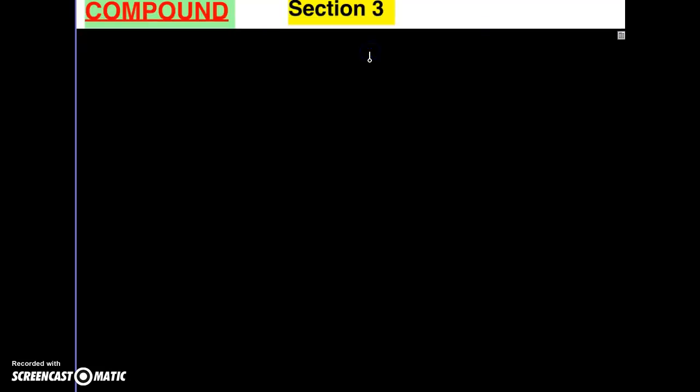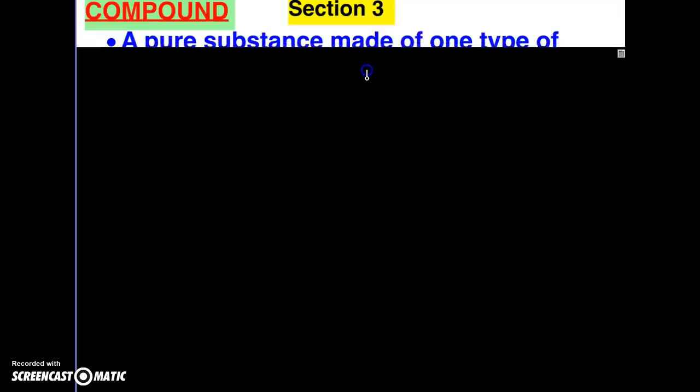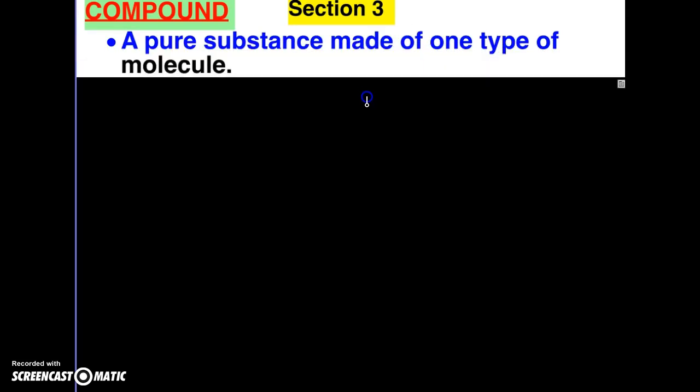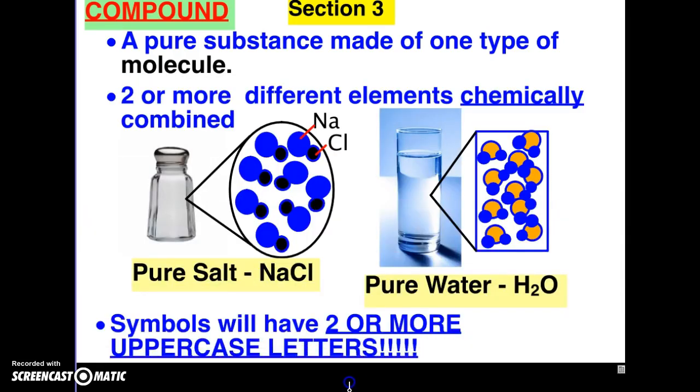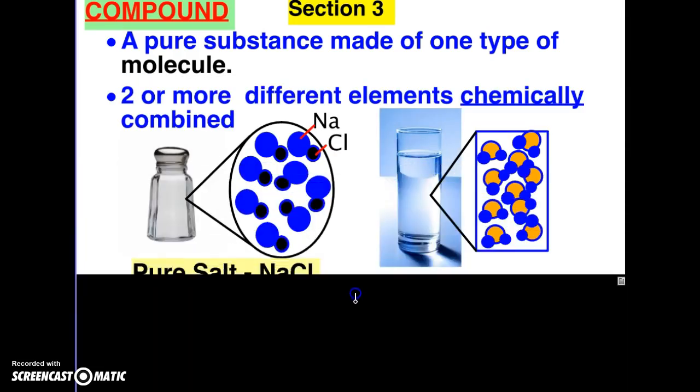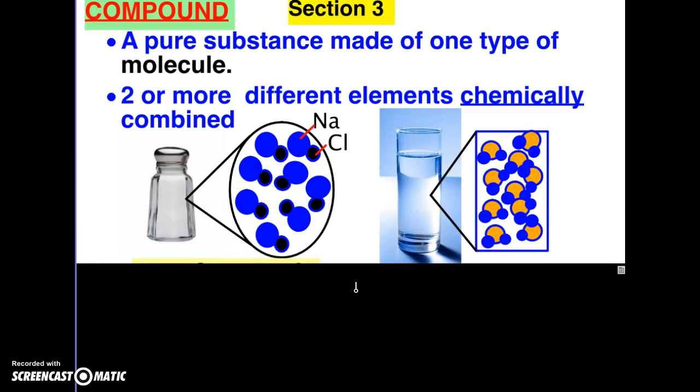Section 3, compound. A compound is also a pure substance, but it's made up of one type of molecule. Now, if you think back, we remember that a molecule is something that is two or more atoms chemically combined together. So another definition of a compound is that it's two or more different elements that have been chemically combined. Here's the key: chemically combined, meaning you can't break them apart now.